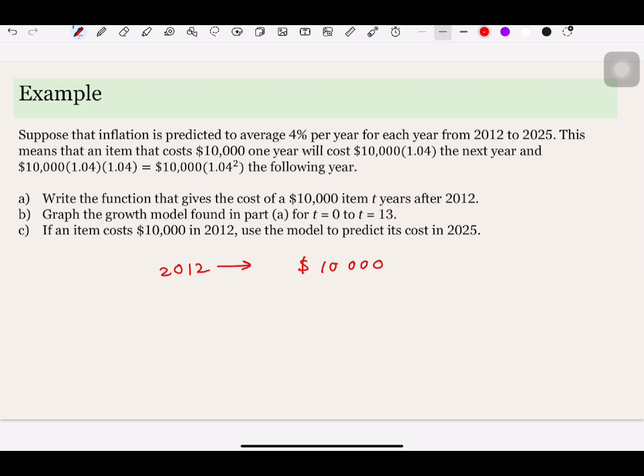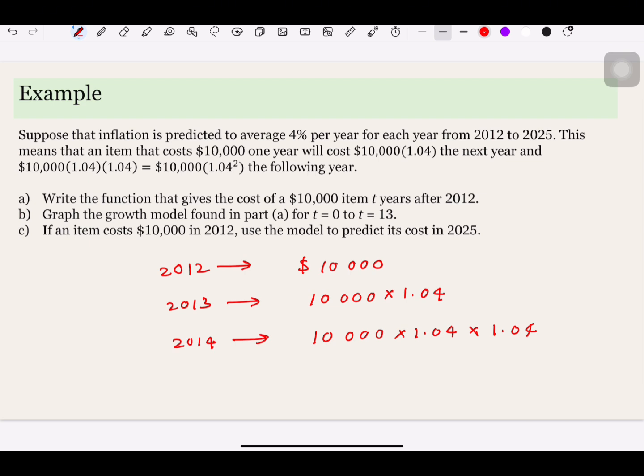In the next year, 2013, the same item will cost 10,000 multiplied by 1.04. And in the following year, 2014, the same item will cost 10,000 multiplied by 1.04 multiplied by 1.04. So this price keeps growing exponentially with each year. That is what this problem says.